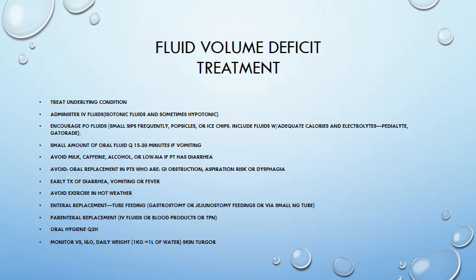But what are you going to do? We want to avoid anything that is going to deplete them of more water volume. We don't want them drinking caffeine. We don't want them drinking alcohol. Avoid over exercising in the hot weather. Okay, we may end up having to give them tube feedings or TPN through an IV. All right, so it's just, what are we going to do? Oral hygiene is a big one with patients with fluid volume deficit. Their membranes are so dry, and we want to make sure that we're addressing that as well.